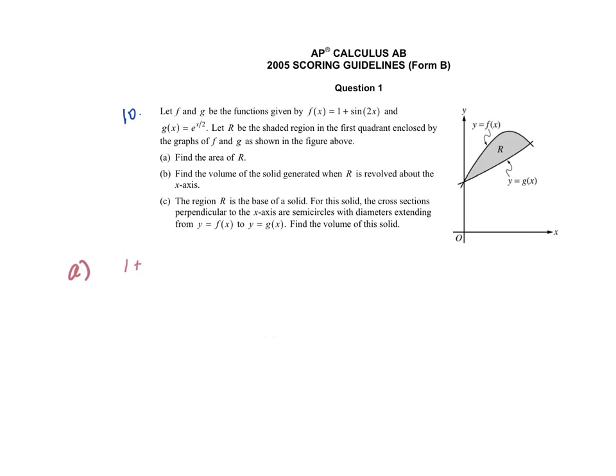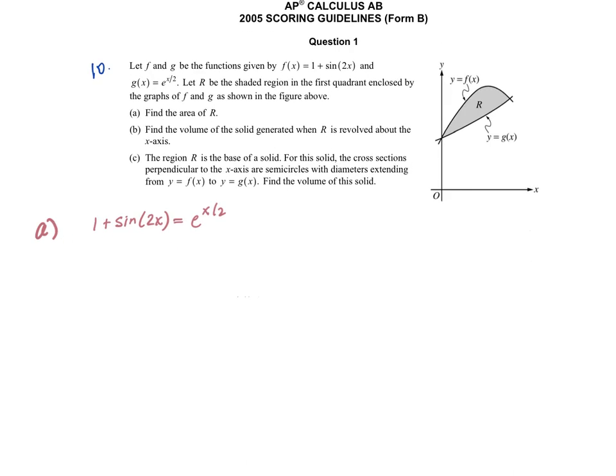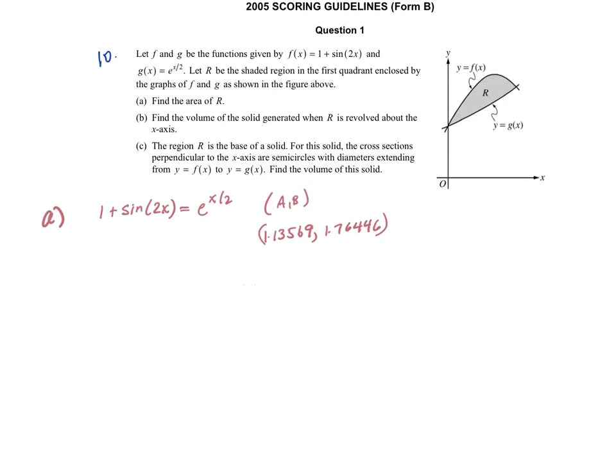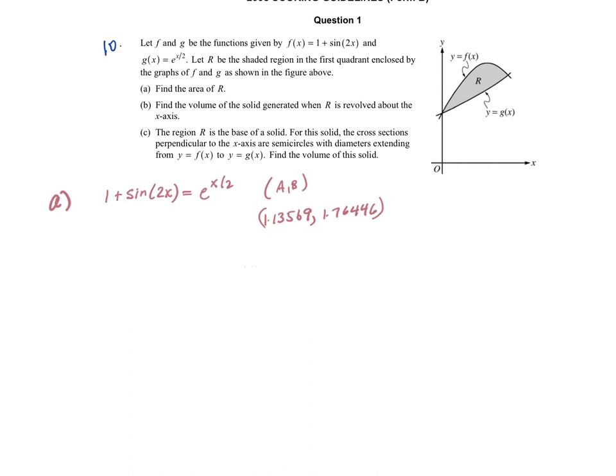So 1 plus sine of 2x equal to e to the x over 2. Go ahead and put this in as y1, y2. And then we can find the points of intersection. I'll call them a, b. So we're going to get 1 point 1, 3, 5, 6, 9, and 1.76446.